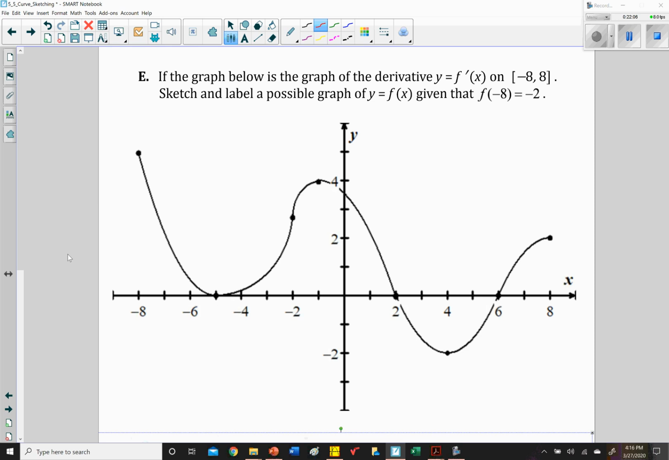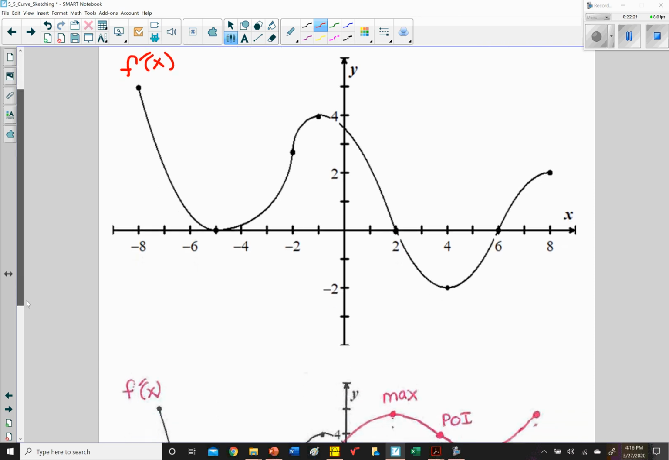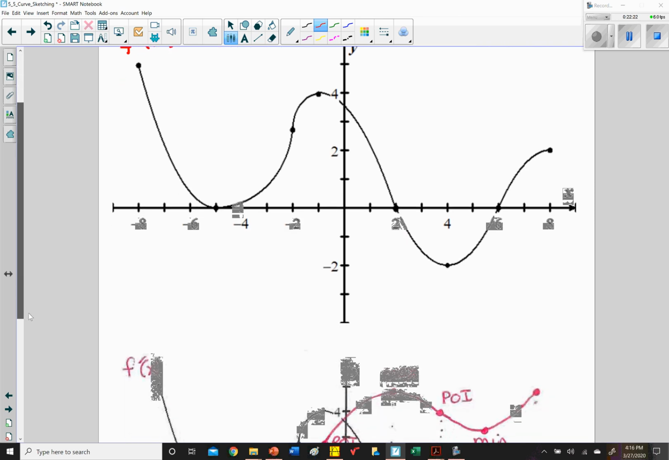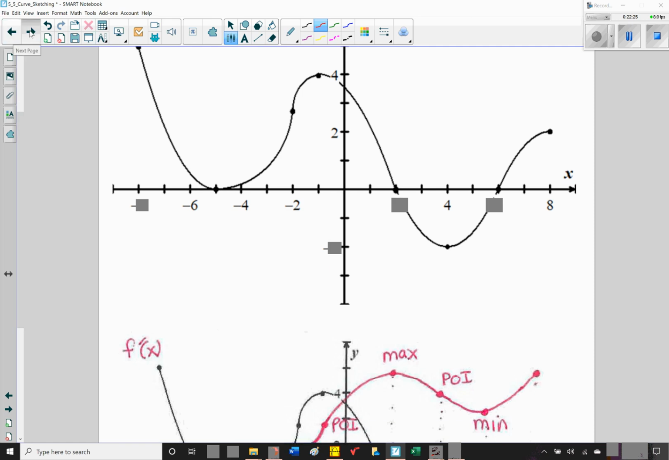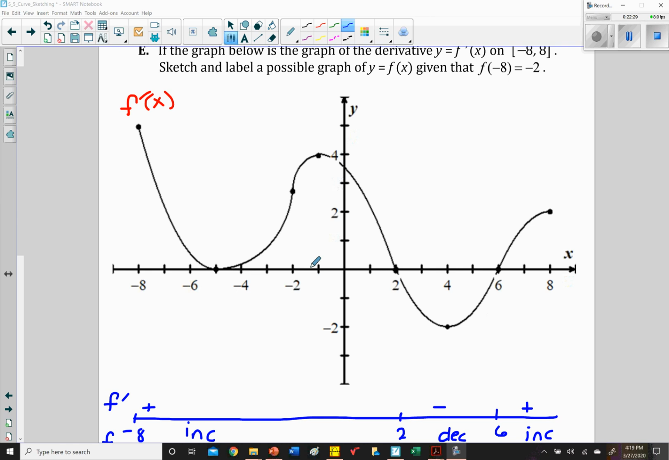In this one, example E, in the graph below, we have a derivative graph. Now we're thinking differently. This is a derivative graph, and we want to draw the graph itself. So once again, I've used... Okay, in this case, we've got f prime, and we want to graph the function.